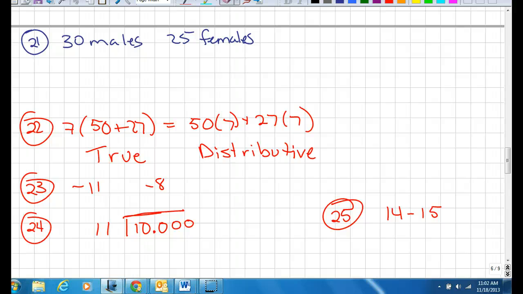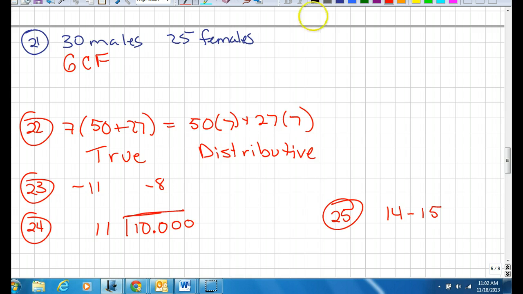On the next part, it says a club has 30 male members and 25 female members. If the club is to have a contest where there are all male and all female teams competing, what is the most members a team can have? All teams must be equal size and everyone must be on a team. So what they're actually asking us for is the GCF, or greatest common factor.